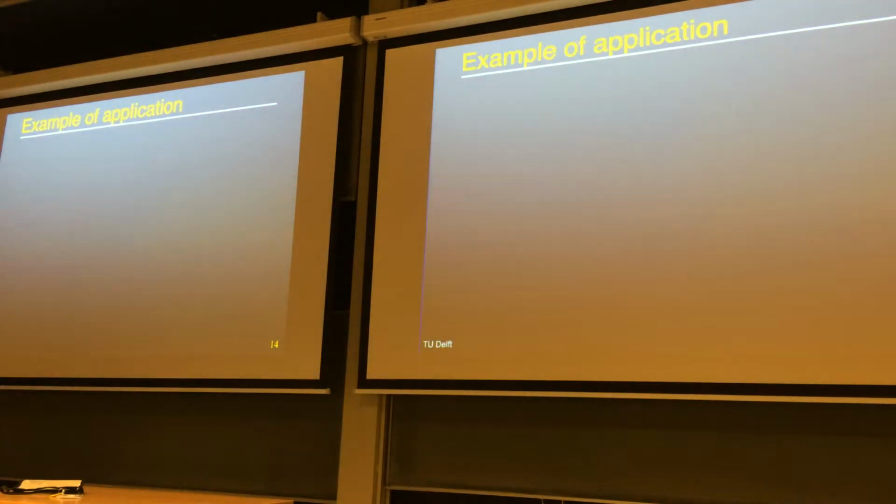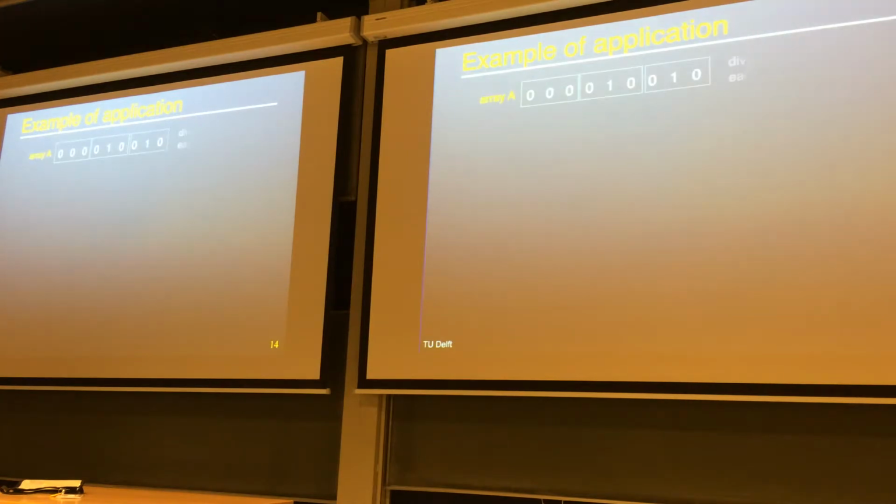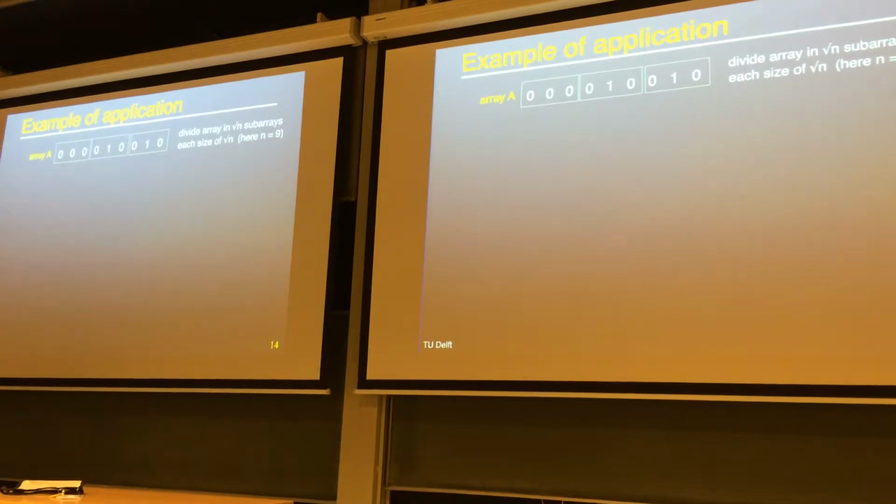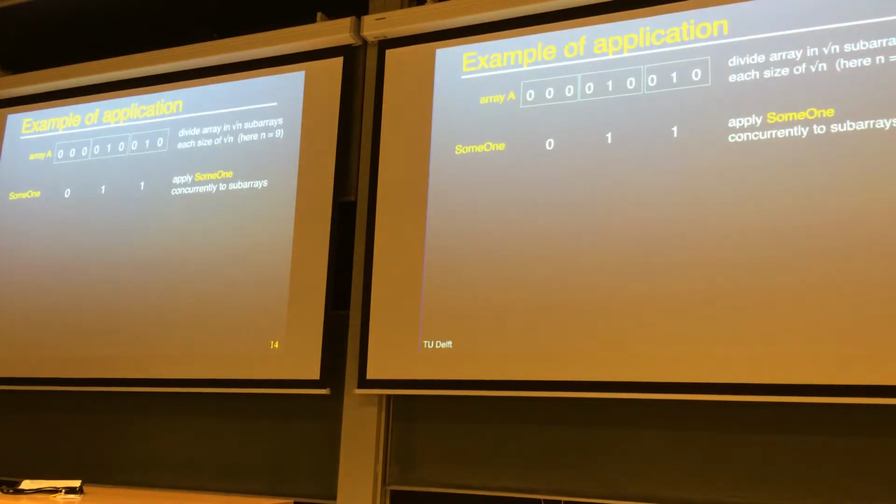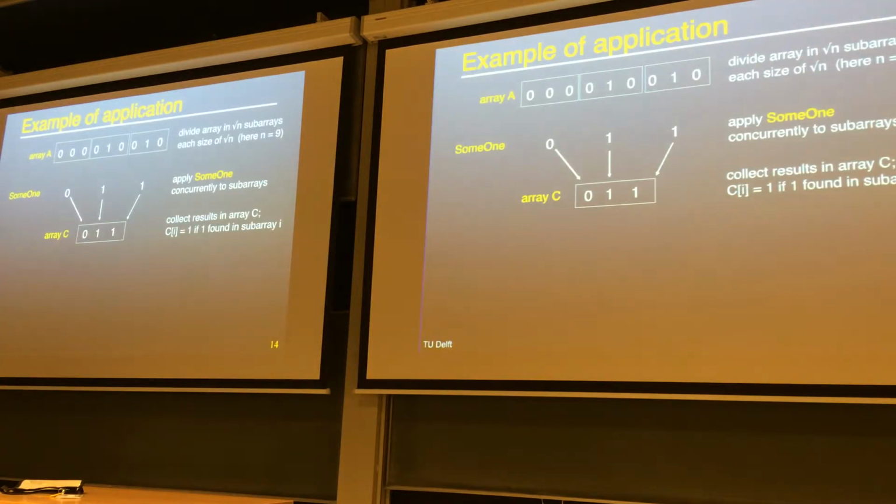Okay. Let me give you finally an example of application. That might be more convincing than a general story. So here I have a very simple array. I have an array of 9 elements. I divide my array in subarrays of size 3. I apply sum1. Sum1 is applied concurrently to these arrays. Now I assemble all the results into an array C containing 3 elements, and now I find my first one in this subarray C. Yeah?